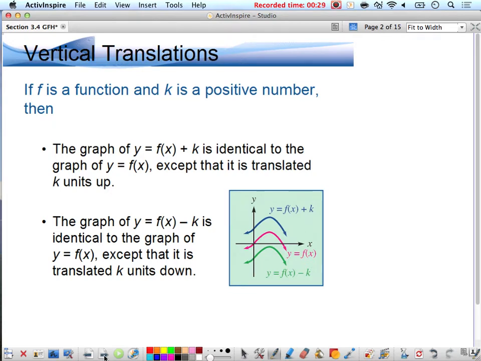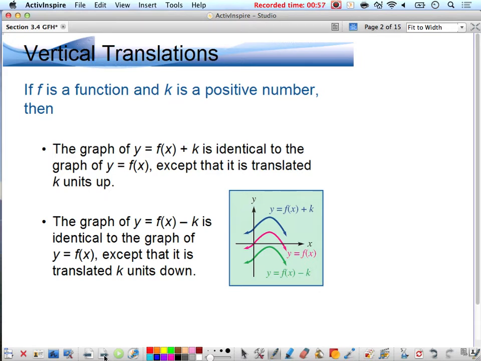If we say that f is a function and k is a positive number, then the graph of y equals f of x plus some constant k is identical to the graph of y equals f of x, except that it has been translated k units up. Likewise, if you subtract a number from the end of the equation, what do you think that does to it? It moves it k units down.